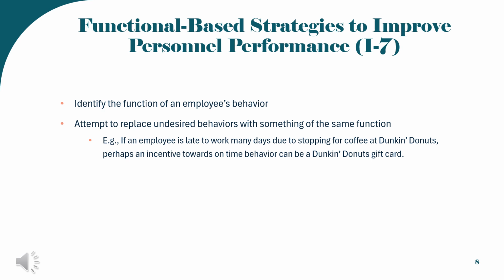Finally, we are going to be moving on to task list item I7, which is function-based strategies to improve personnel performance. Going off of FAIs that were previously mentioned, we can use those results to identify the function of an employee's behavior and then attempt to replace those undesired behaviors with something of the same function. For lack of a better example, if an employee is late to work many days due to stopping for a coffee at Dunkin' Donuts, perhaps a reasonable incentive towards on-time behavior can be a Dunkin' Donuts gift card so that they can still access that coffee in a more feasible manner.